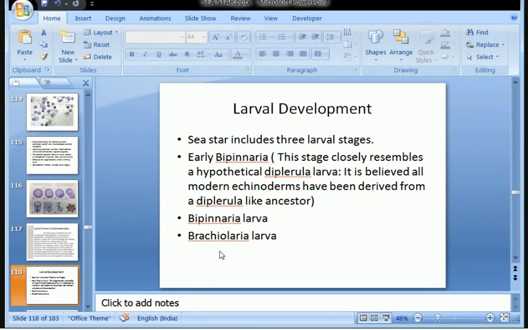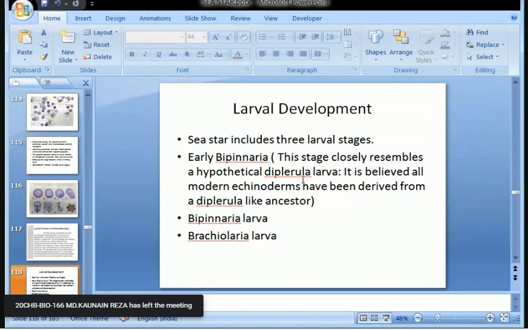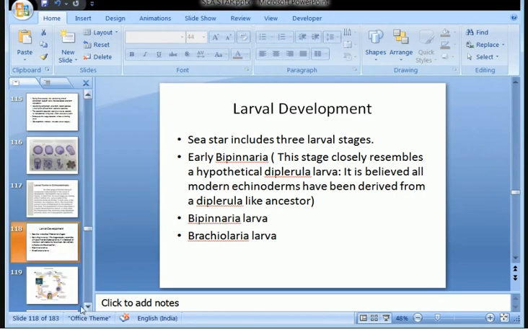So you have to remember all these names, which larval forms are there in which class. So here in the sea star, we have early Bipinnaria, which resembles dipleurula larva, which was considered a hypothetical ancestral form, then a typical Bipinnaria larva and Brachiolaria larva.